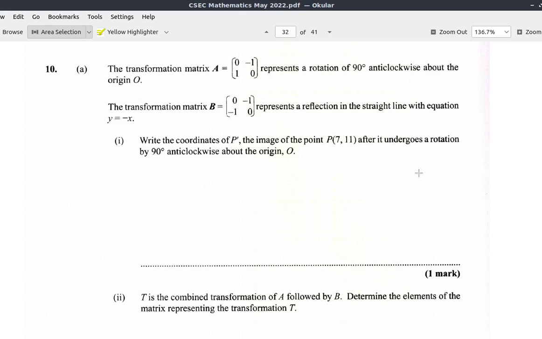We are at question 10 of the May 2022 CSEC Mathematics past paper. Alright, so let's look at it. Part A. The transformation matrix A is 0, negative 1, 1, 0.